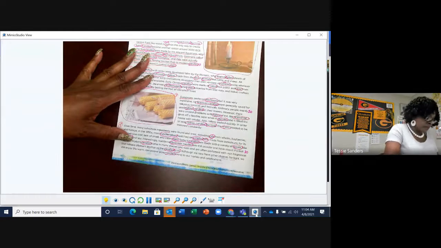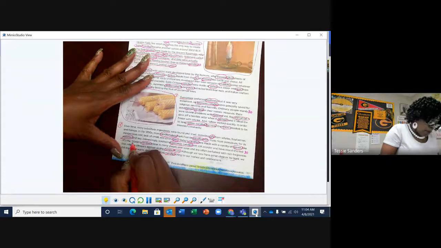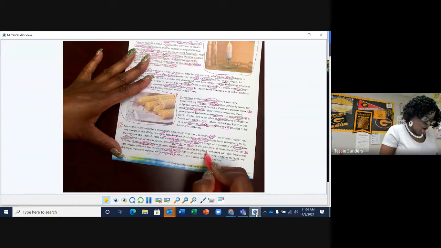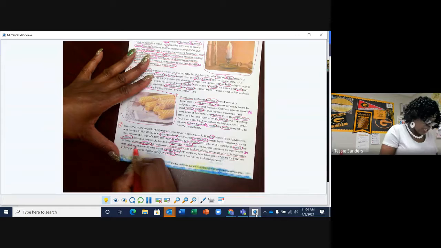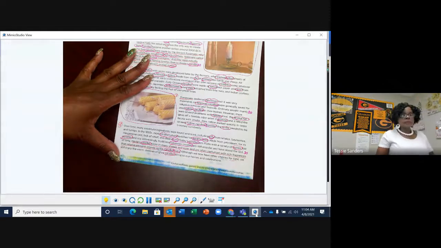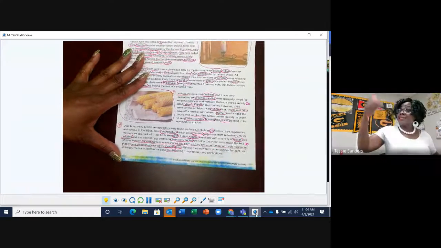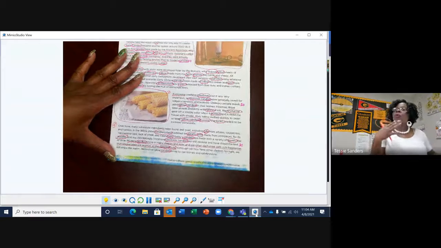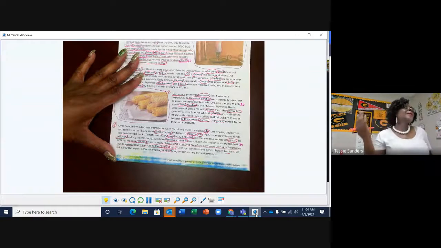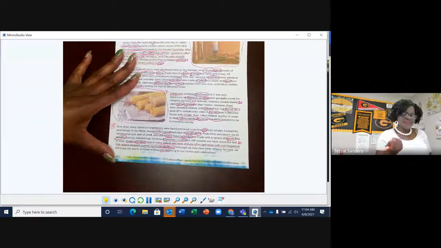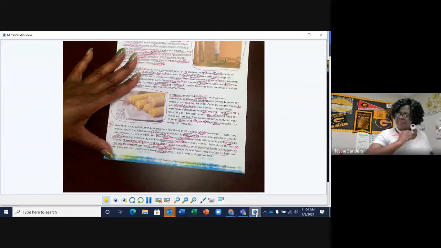Are you ready? Let's read. Modern candles come in many shapes and sizes and are often perfumed with rich fragrances that release pleasant aromas as the candles burn. So you should have that sentence underlined. Now we know that today candles have a what? A pleasant scent.